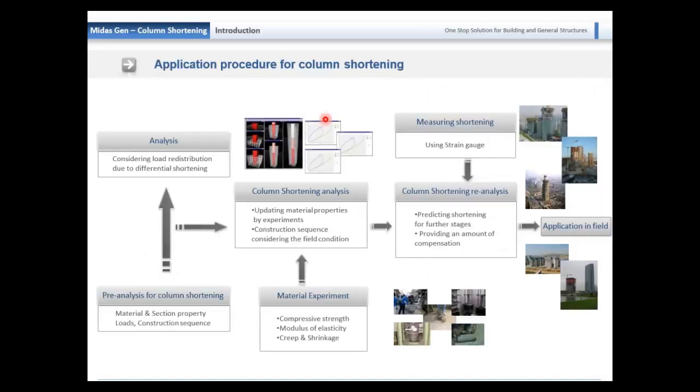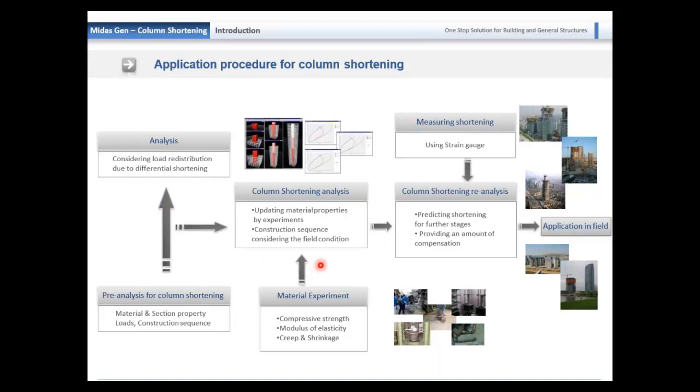Then what is the procedure of actual column shortening? So we'll just have a look. For the procedure, in the column shortening analysis we first carry out a pre-analysis considering the material, section properties, loads, as well as the construction sequence based on the codal provisions. Then you'll carry out the preliminary analysis, which considers load distribution and the differential shrinkage. Then you will check the construction's column shortening analysis graph.